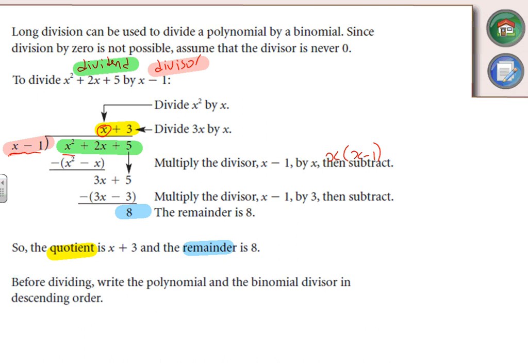Key little thing. Make sure that when you're dividing, we always write the polynomial and the binomial in descending order. X squared, then x. So if it's x cubed, then x squared, then x, then the constant. And I also let you know right now, if you're missing some part of it, maybe you're missing an x, you have to put 0x as a placeholder.